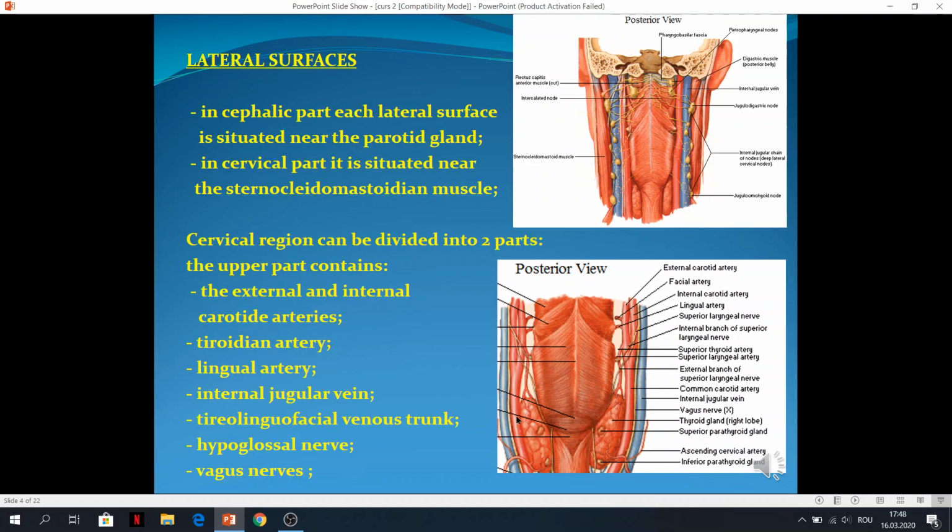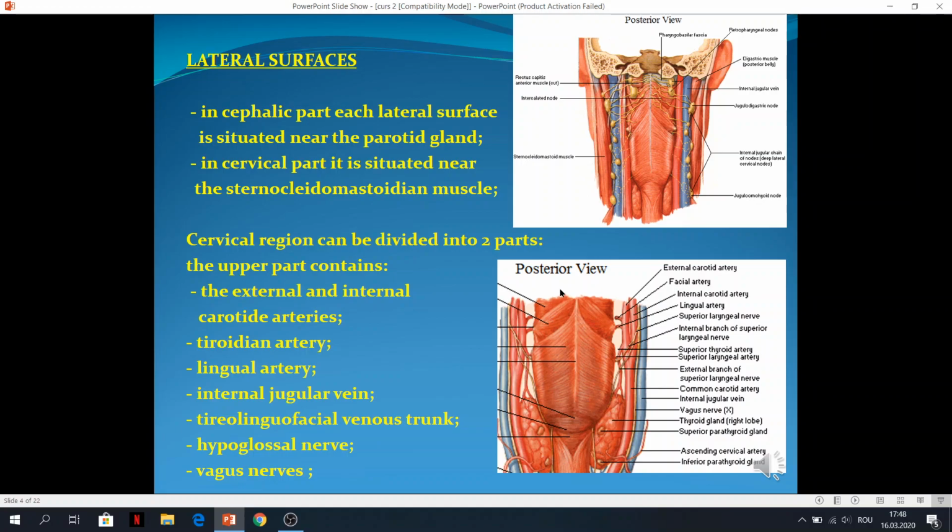It's the common carotid artery. You know that it comes from the aorta, and right here the common carotid artery is divided in one external and one internal branch. You can see here external and internal branch. So if we speak about the upper part of the cervical region, relations will be with the external and internal carotid artery. If we speak about the inferior cervical segment, relations will be with the common carotid artery.